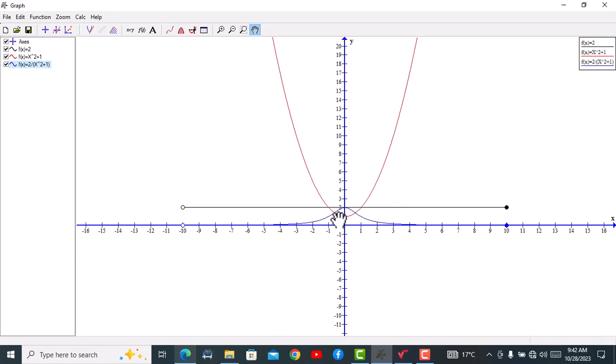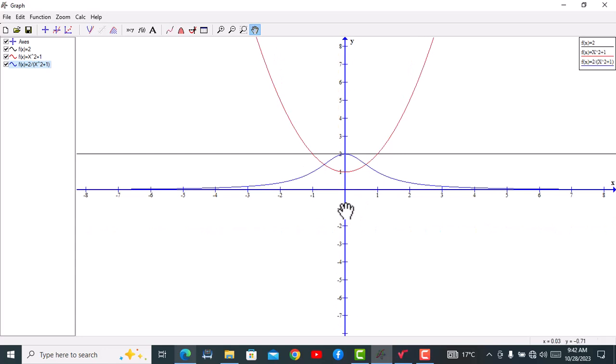And the range, notice as we increase from left to right, this value stays there. So the range would be 0 to 2, and they are both inclusive. 0 to 2. That would be the range of the function.